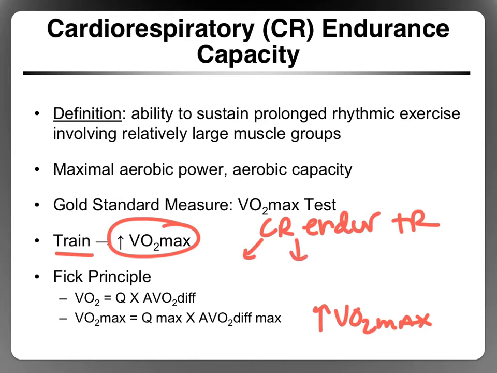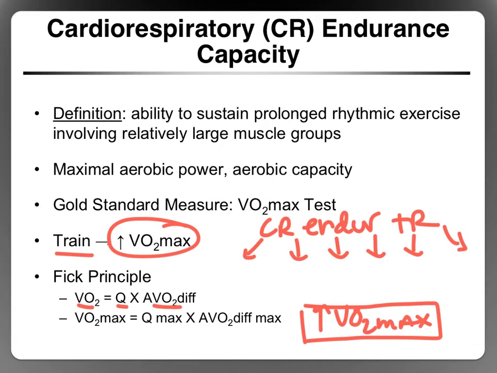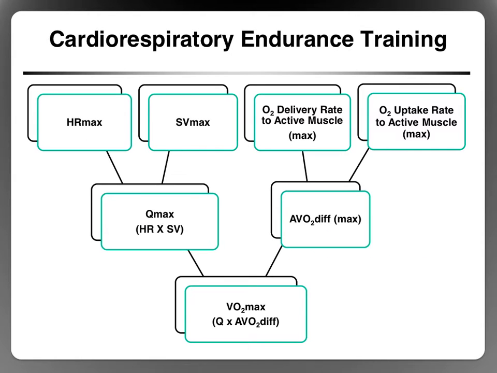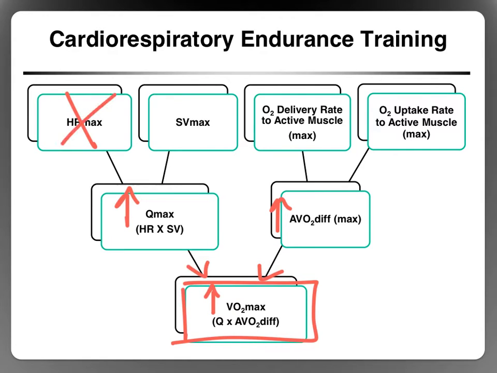What you need to do is connect all the training adaptations to the increase in VO2 max. According to Fick, VO2 is related to cardiac output and AVO2 difference. Therefore, VO2 max is related to cardiac output max and AVO2 difference. So with training, VO2 max goes up because both AVO2 difference max and cardiac output max go up. We already established that heart rate max doesn't change with training, but stroke volume max does, and this is where we're going to focus in on this map.